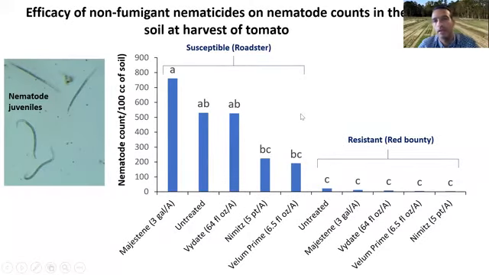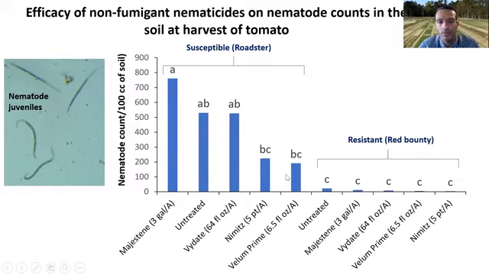We saw the same trend for nematode counts per 100 cc of soil. As you can see, the number of nematodes in soil for the resistant plots was significantly lower than for the susceptible tomato. If you end up using a susceptible variety of tomato, as you can see in this graph, Nimitz and Velum Prime did a better job compared to Vydate and Majestene.